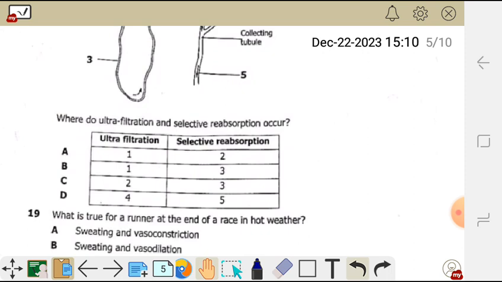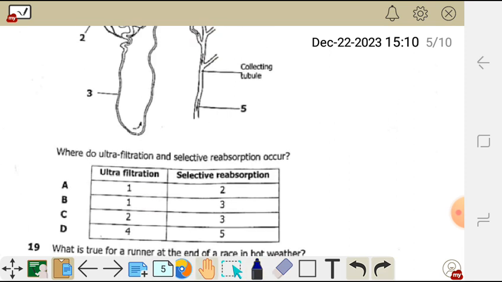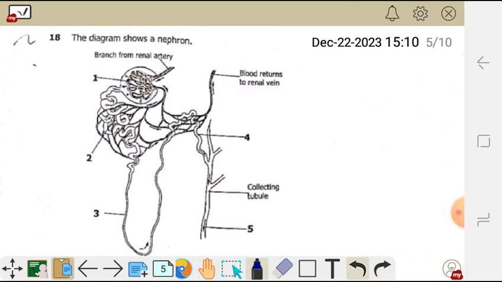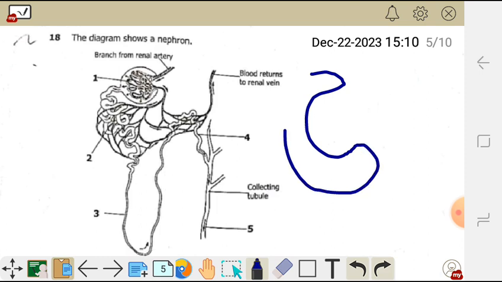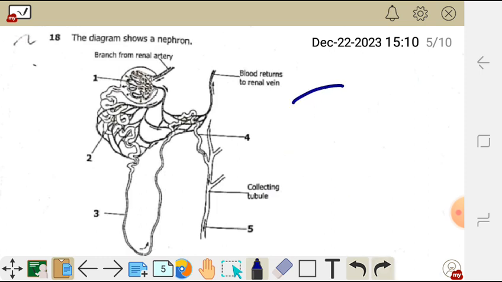So where do ultrafiltration and selective reabsorption occur? Let's see this diagram here. We have the glomerulus here. This is where ultrafiltration takes place. We have blood which is coming from that direction, and when it reaches the glomerulus there, ultrafiltration is going to take place. So it is like this.